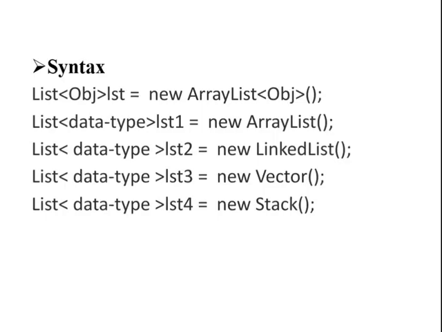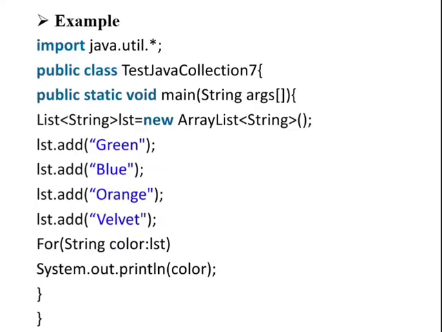Then what is the syntax used for sequence or list? First one, List lst1 = new ArrayList; List lst2 = new LinkedList; List lst3 = new Vector; List lst4 = new Stack. This is the syntax that is used to represent the sequence or list. Let us consider one example that represents how sequence or list is used in Java.